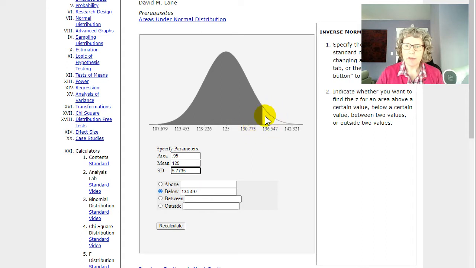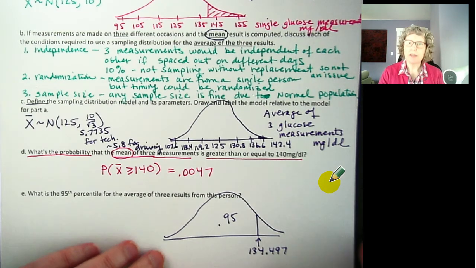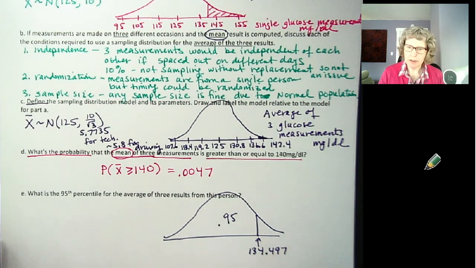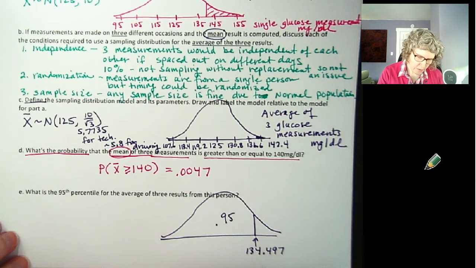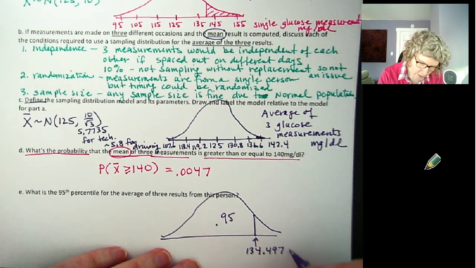Okay, see how this kind of matches my picture here? And the value for the blood glucose is 134.497. It's important to put units on these. Let me go back to the notes. It's important to put units on these because these are values. They're not probabilities anymore. It's the value of a blood glucose measurement. So that's milligrams per deciliter.